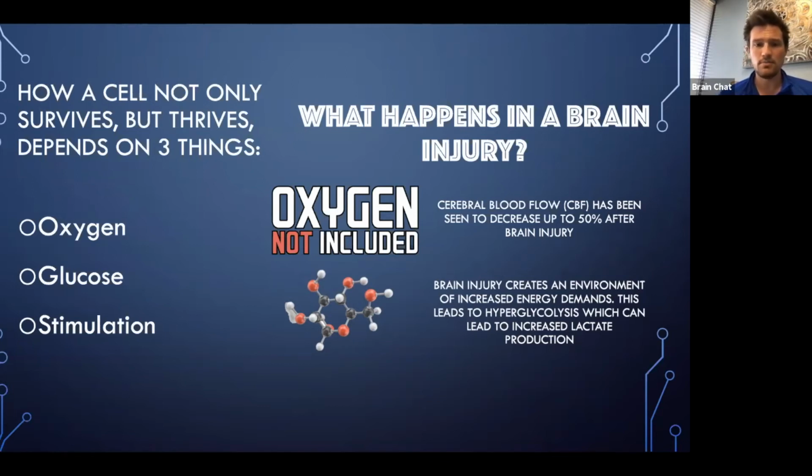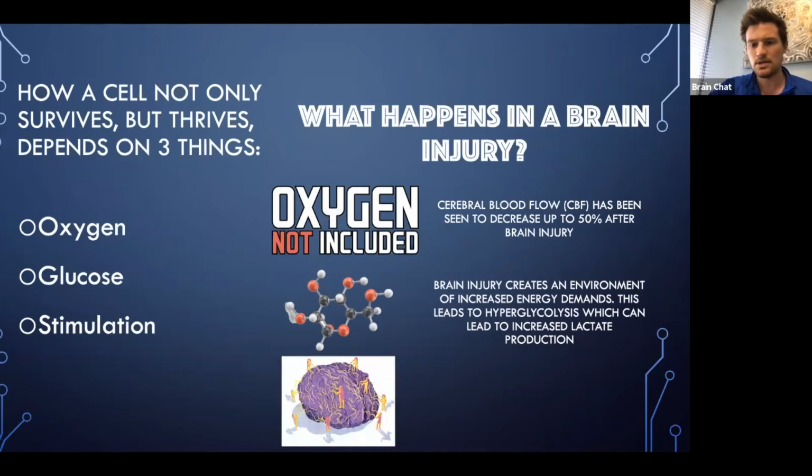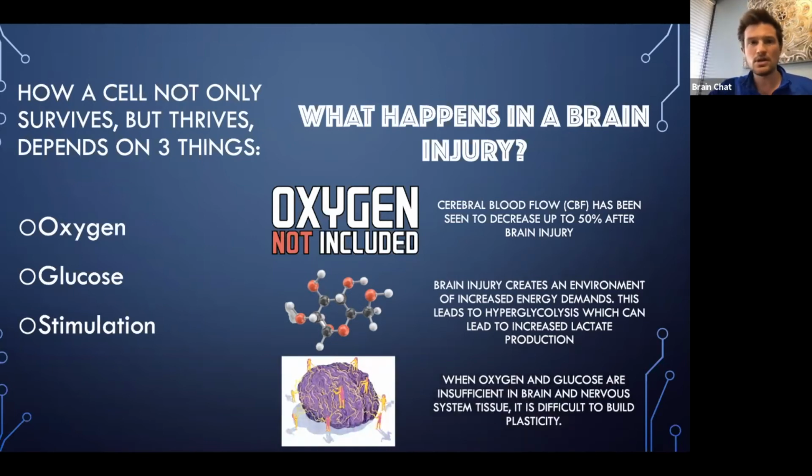And then also there can be so much energy demand with the ATP pumps, because as you'll see in a second, you get these ion fluctuations. So you just can't fuel the ATP pumps. No oxygen, no glucose. You can't really fuel those ATP pumps. So the glucose gets disrupted, oxygen gets disrupted. And then with stimulation, it's just really hard to build plasticity in a brain that's not getting good oxygen and a brain that's not getting good glucose, because our neurons need the appropriate chemical environment to create a positive plastic environment. So stimulation kind of goes to the wayside.